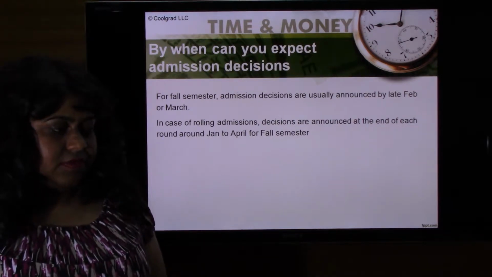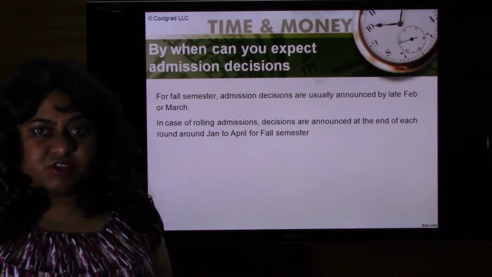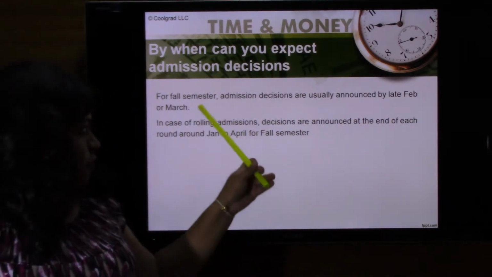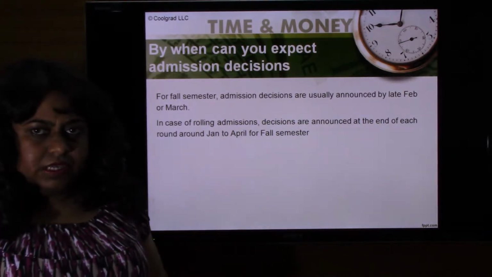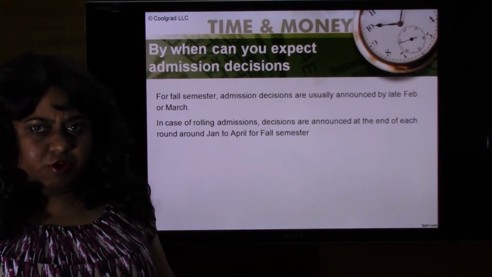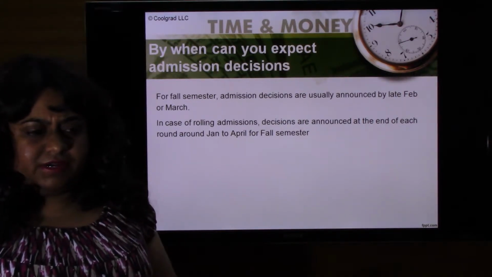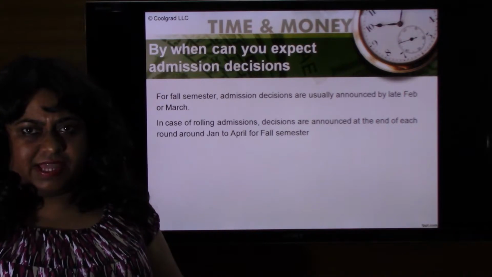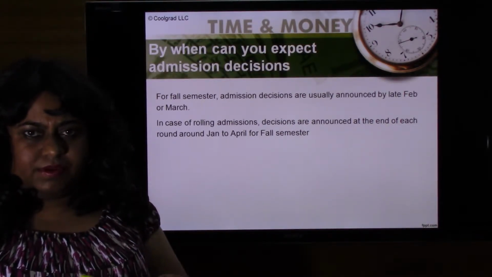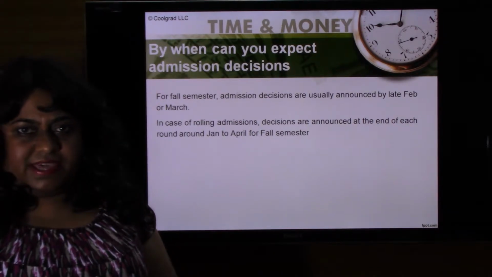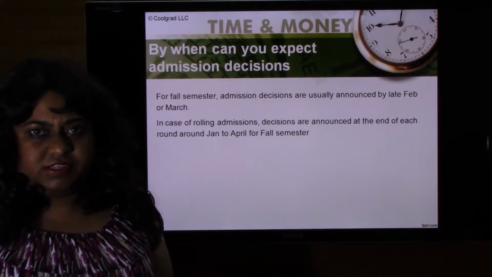So by when can you expect admission decisions? For fall semester, admission decisions are usually announced by late February or March. So if your decision is announced by February or March, then you have time to either accept or reject it, and then you have time to apply for a visa, time to buy your tickets, and then go to the university in August for fall semester.